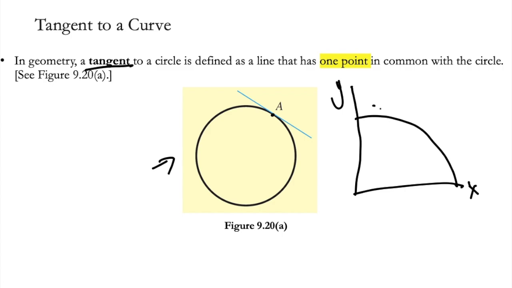So if we have a straight line that touches one point here, at least one point here, call this point B. So this line is actually the tangent to the curve here. I get a tangent.